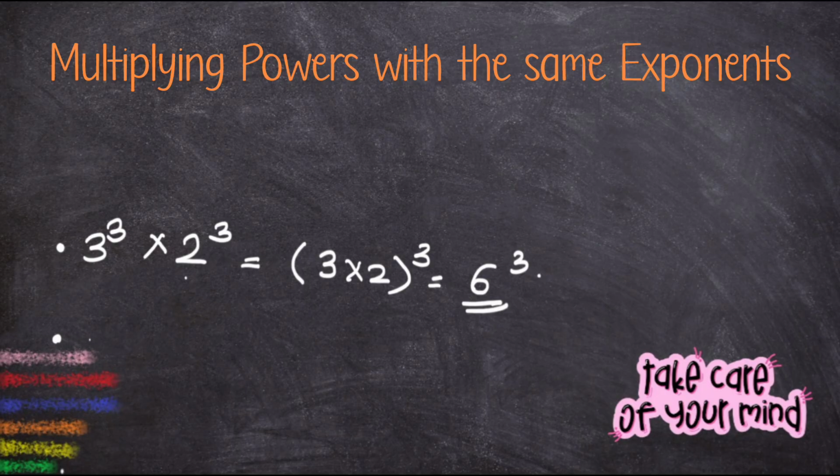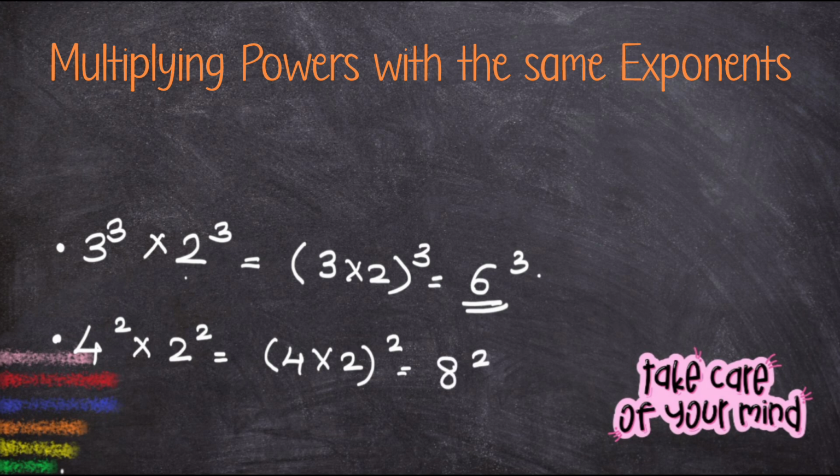Again, I will take one sum. 4 raised to the power 2 into 2 raised to the power 2. Bases are different, but it is multiplication and the exponents are same. So I'll just multiply the bases and write the exponent. So 4 2s are 8 raised to the power 2.